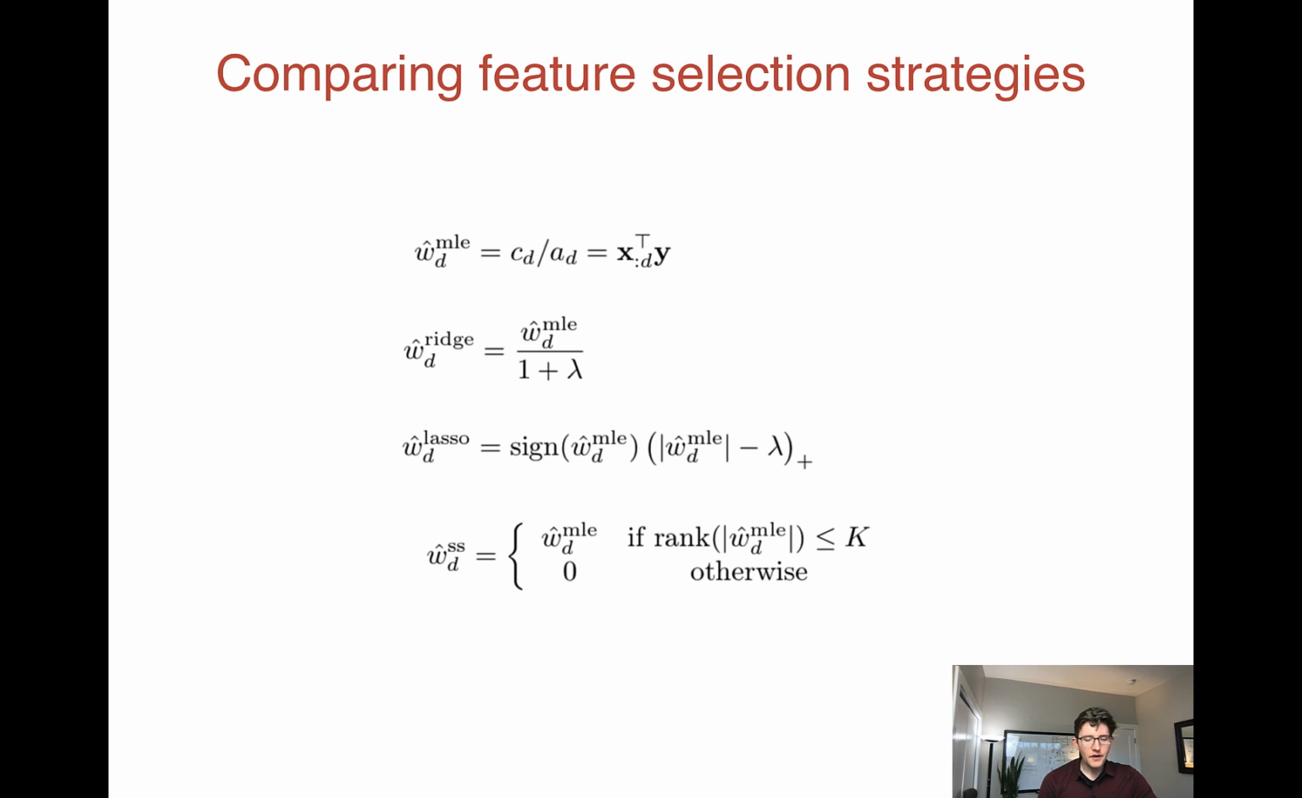Then we might compare that to a very simple strategy where we just do a subset selection of our features. That is, we rank the features by their magnitude, choose the top k, and set all the rest to 0.